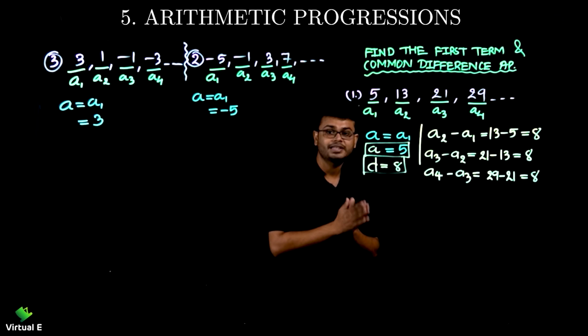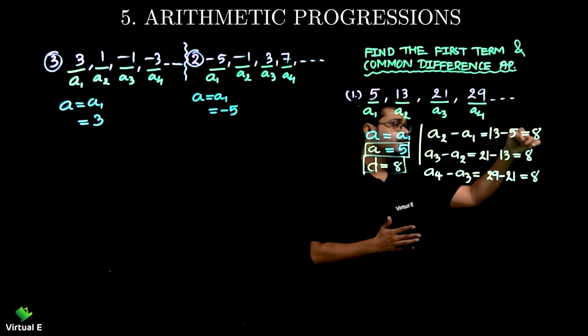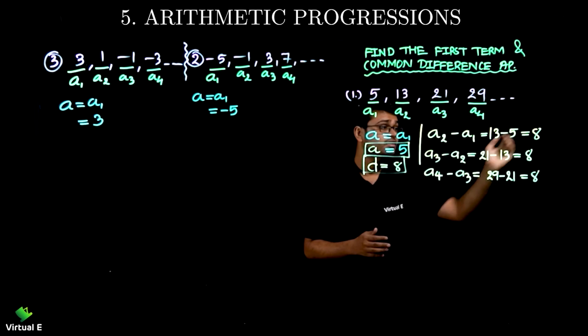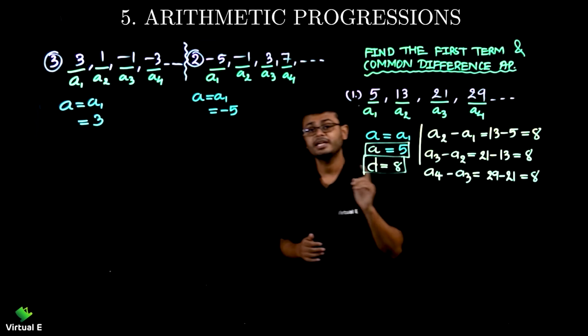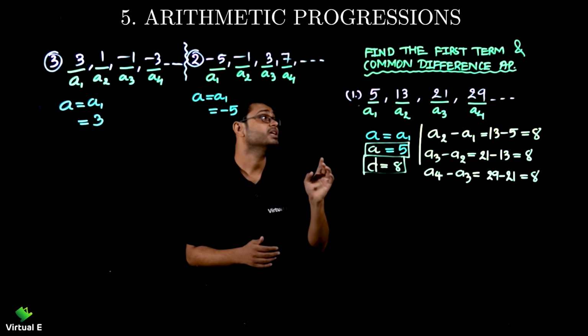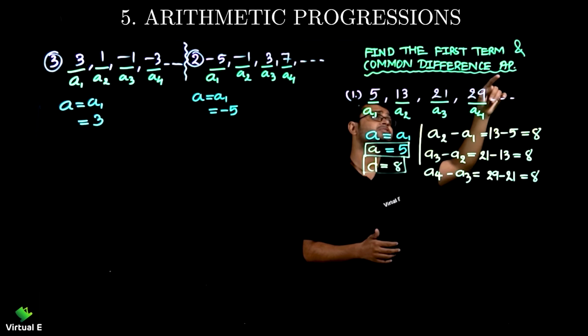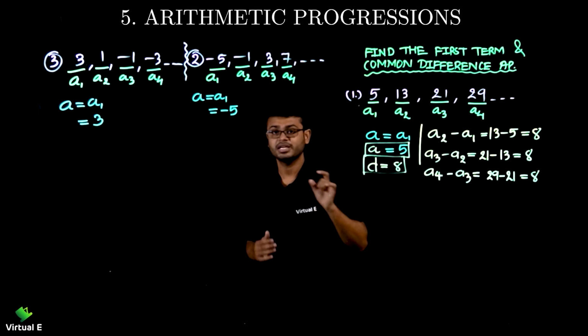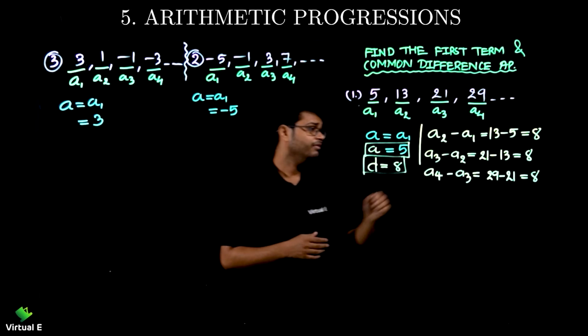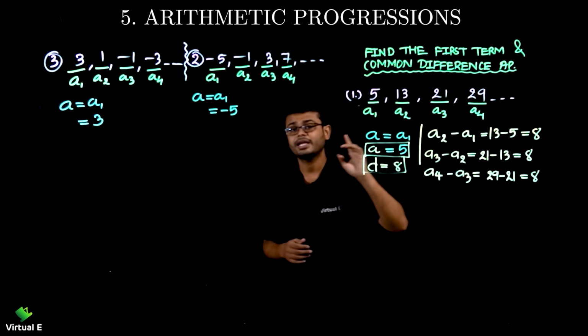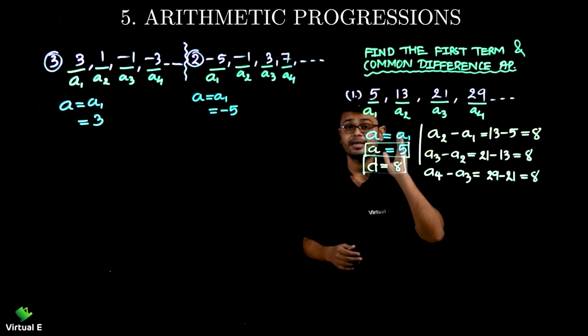Now, there are some cases where we need to identify whether it is an AP or not. To identify that it is an AP, we need to see that the common difference is always the same. If it is not the same, then it is not an AP. But see, it is given over here: find the first term and common difference of the AP. It is an AP, it is given. So even if you don't do these two steps, you are going to get 8 only because it is an AP.